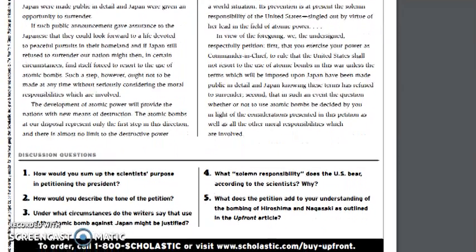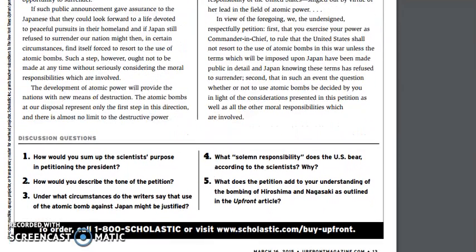Now, after reading this, you have discussion questions. You have 5. How would you sum up the scientists' purpose in petitioning the president after looking at that petition? How would you describe the tone of the petition? Under what circumstances do the writers say that the use of the atomic bomb against Japan might be justified? What solemn responsibility does the U.S. bear according to the scientists, and why? And what does the petition add to your understanding as a student of the bombing of Hiroshima and Nagasaki as outlined in the upfront article?